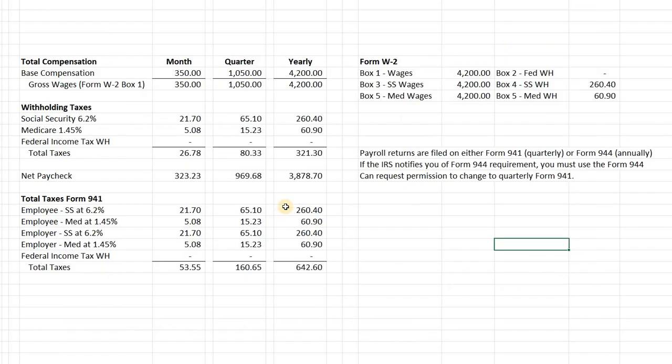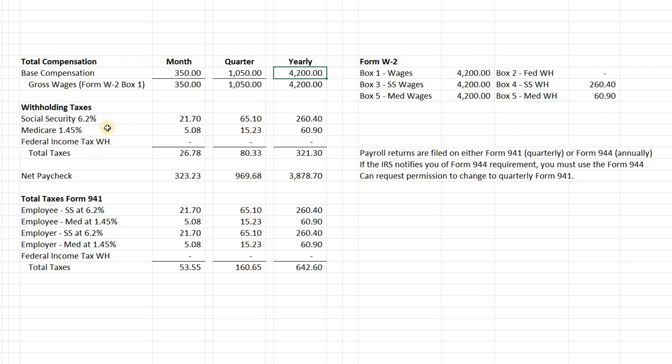If we start with the workbook, in this example, we have John Taxpayer. He's the sole shareholder of the company, and so he wants to set his pay quite low because there's little activity. So he's going to pay himself $350 a month, so $1,050 for the quarter, and then $4,200 in total compensation on a yearly basis.